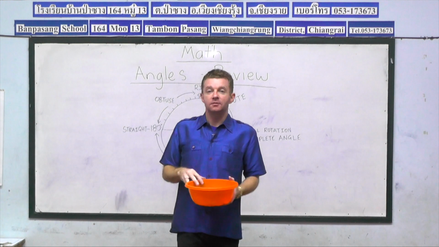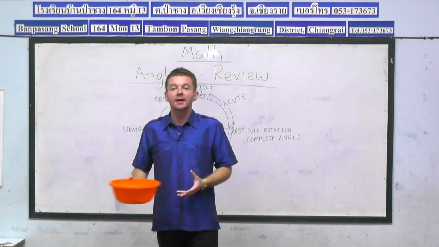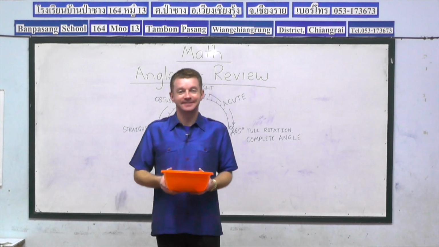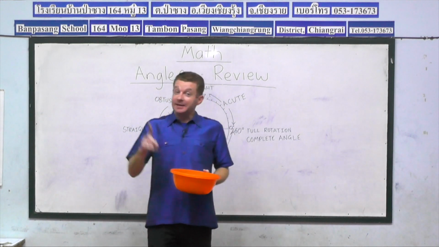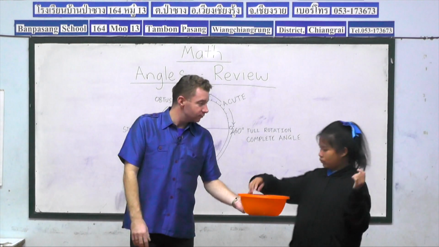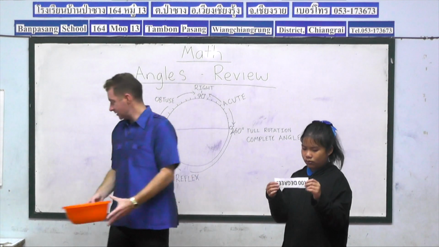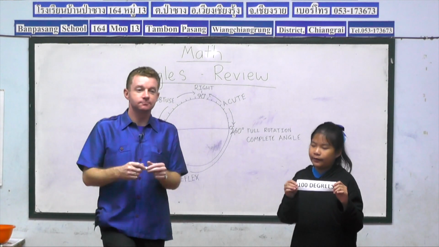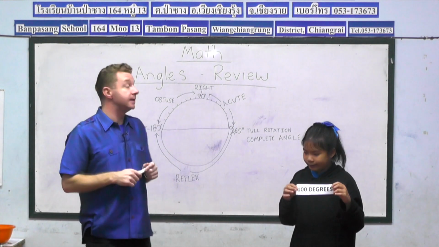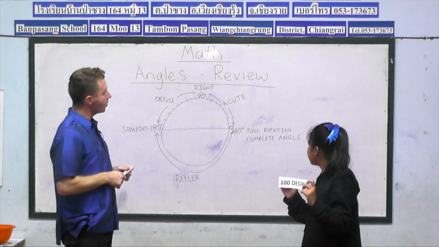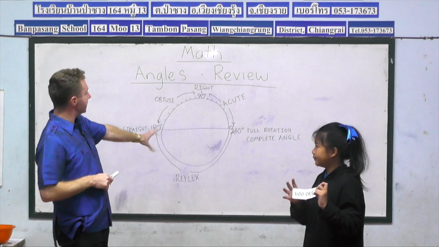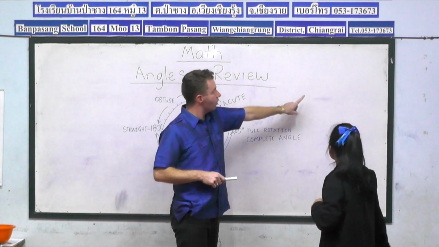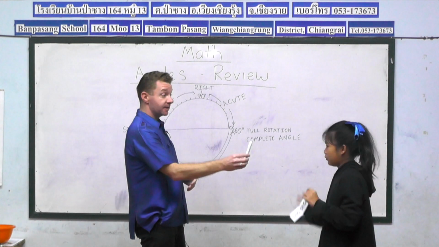So let's see. The first student today will be Laka. Come and join me at the front of class, please. So Laka gets first choice at the angle. So can you choose a flashcard, Laka, and show your friends? 100 degrees. 100 degrees, okay. So Laka, what I'd like you to do is, using the diagram of the protractor we have here, can you draw an angle of around 100 degrees in this space here?